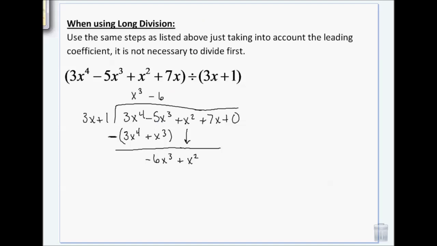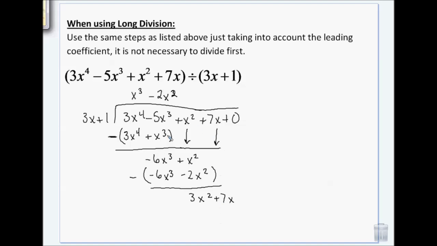Negative 6x squared times. Not 6. Sorry, not 6. 2. Yeah, 3 times 2 is 6. Okay, so when I multiply that, I get negative 2x squared times 3x gives me negative 6x to the third. And then negative 2x squared times 1 gives me negative 2x squared. And then I subtract that.